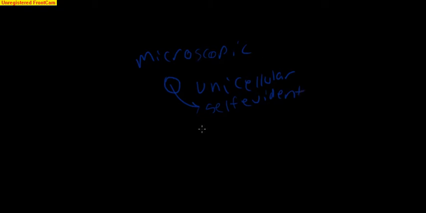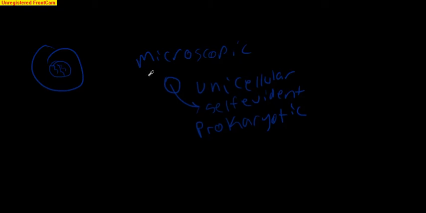They're also prokaryotic, right? What does that mean? It means their DNA is not enclosed in a membrane. If you remember from the last video, you have the cell, you have the DNA. In a prokaryotic cell, it's free floating. In a eukaryotic cell, it's enclosed. But this is a prokaryotic cell, so it's not enclosed. It's free floating like that.